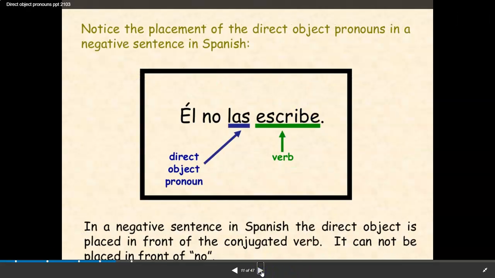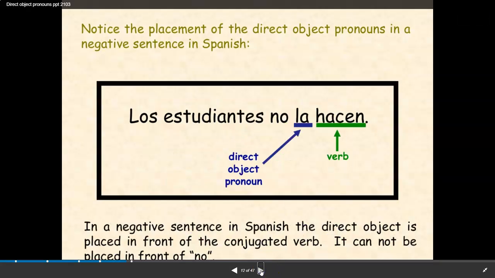In a negative sentence, this is really important as well. So notice the placement of the direct object pronouns in a negative sentence in Spanish. So if I want to say the person doesn't do something, look what happens here. Él no las escribe. The no goes in front of the direct object pronoun. In a negative sentence in Spanish, the direct object pronoun is placed in front of the conjugated verb. It cannot be placed in front of no. So if I'm saying he didn't write them, él no las escribe.